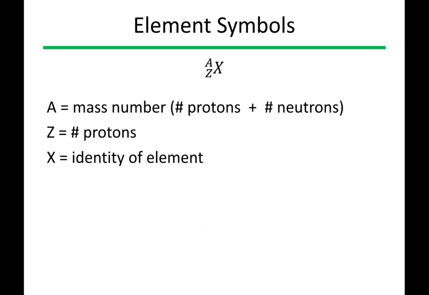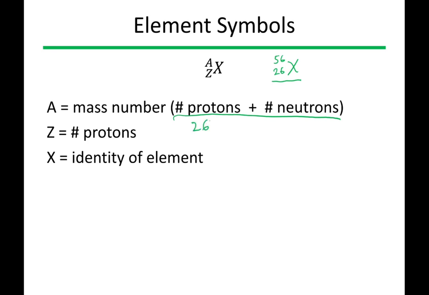So with this symbol, the A is going to be the mass number. Remember, this is the number of protons and the number of neutrons. Z is the number of protons, and then X, whatever symbol is actually there, is the identity of the element. So for that particular question, this was the symbol that we were given. So Z is the number of protons.